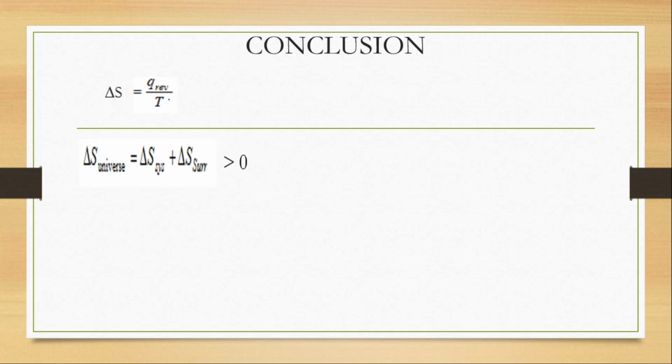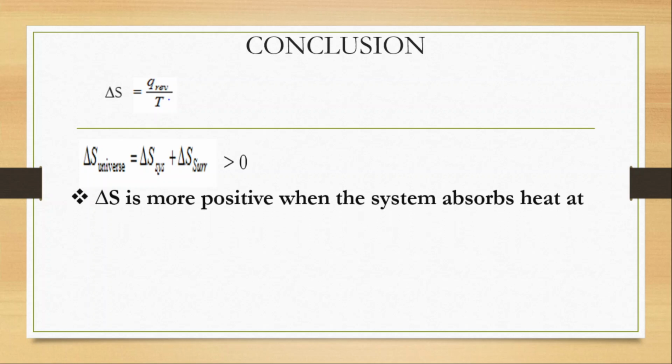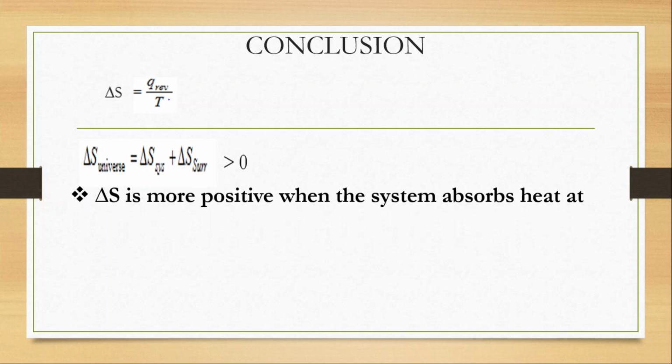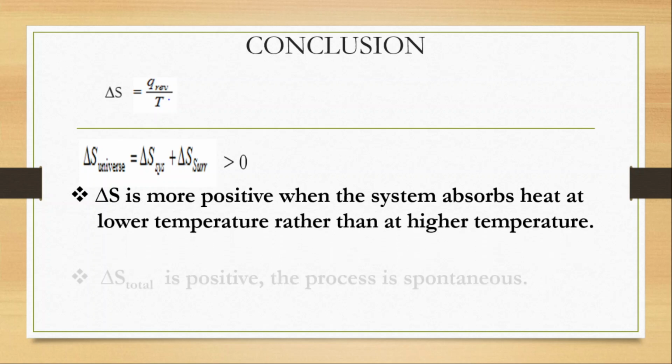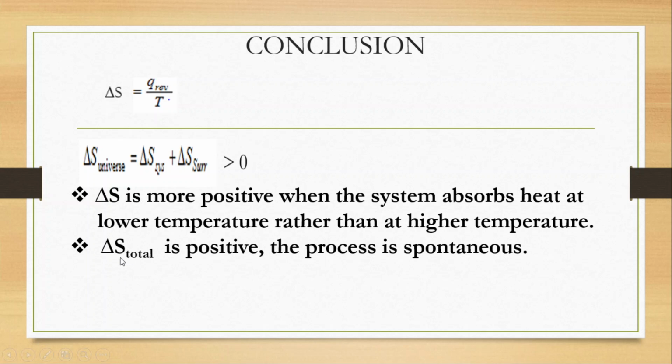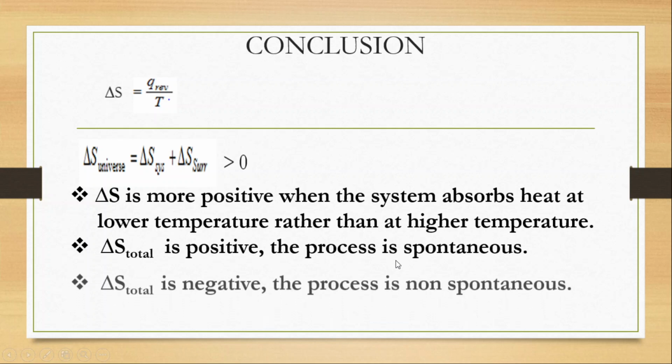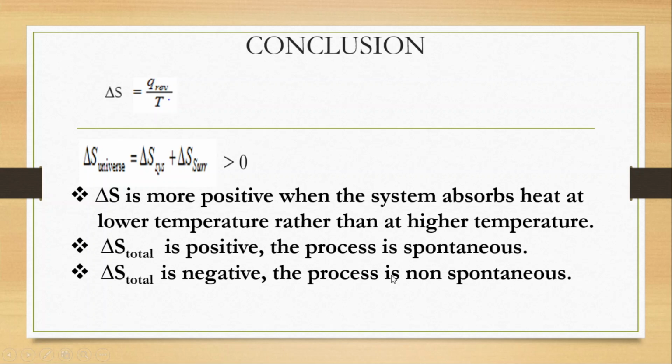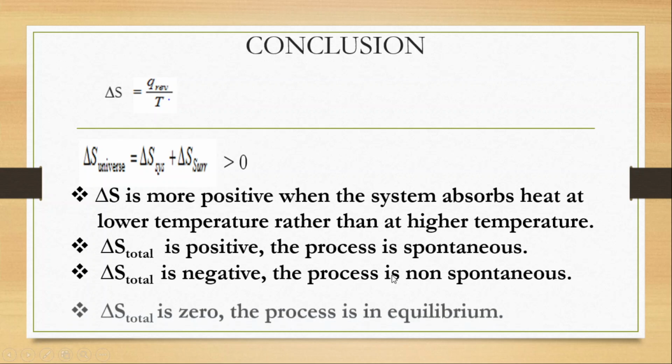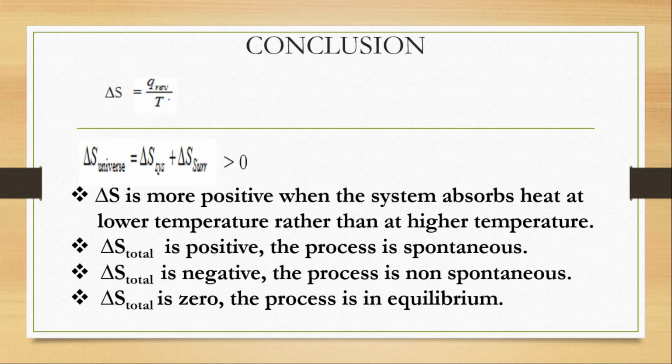One more formula we have discussed, that is delta S universe is equal to delta S system plus delta S surrounding, which is greater than 0. So if it is greater than 0, then entropy is increasing and the process is spontaneous. So delta S universe or delta S total: if delta S total is positive, then the process is spontaneous. If delta S is negative, then the process is non-spontaneous. If delta S is equal to 0, then the process is in equilibrium. So that is what we have already discussed.